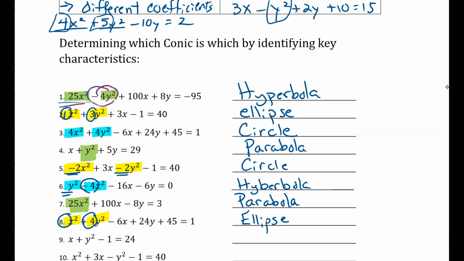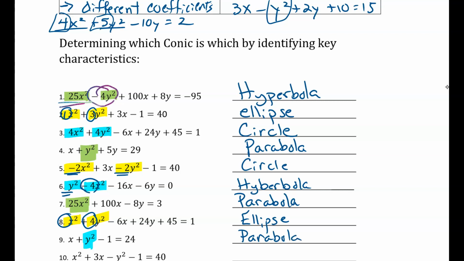All right. 2 left here. Guys, how many squared terms do we have on number 9? 1, and only one variable is squared, so therefore we know this is a parabola.